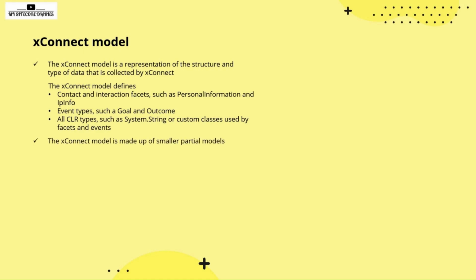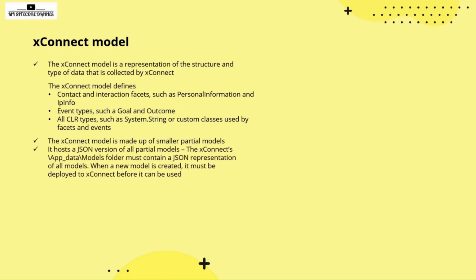The xConnect model is made up of smaller partial models. So multiple partial models come together to create the xConnect model. It hosts a JSON version of all partial models. The path, basically the App_Data/models folder in xConnect, will have a JSON representation of all the models. When a new model is created, it must be deployed to xConnect before it can be used. So if you are adding a new model, you have to deploy it into the website. Facets and events must be unique within a model and across the reference model.